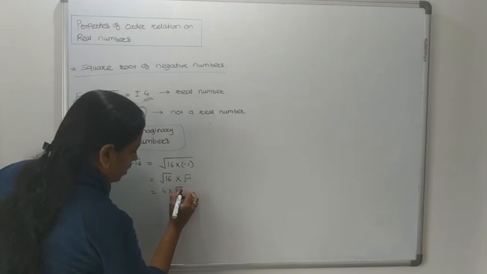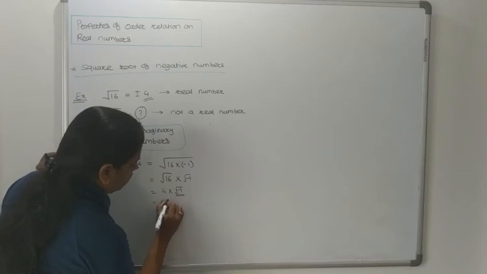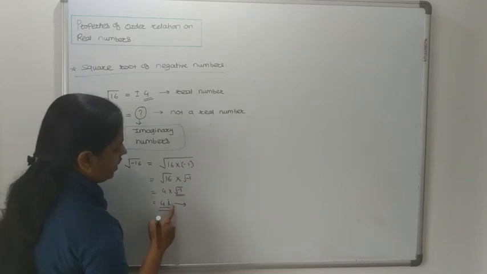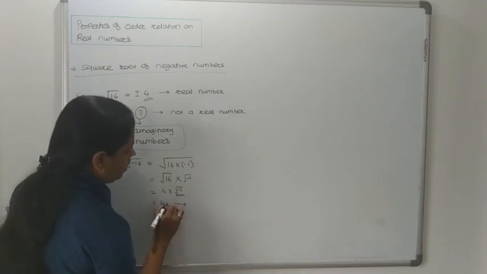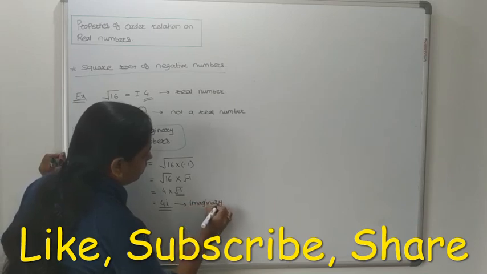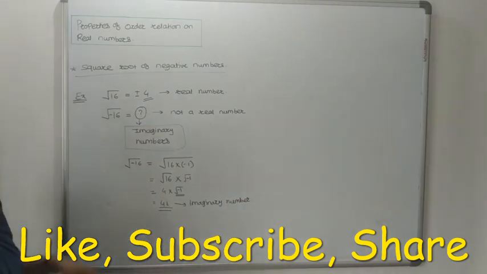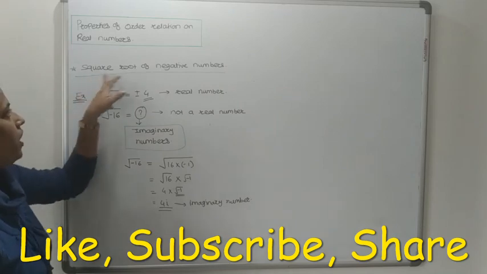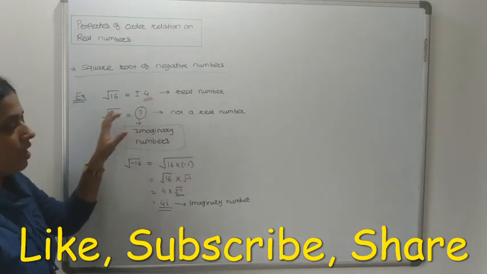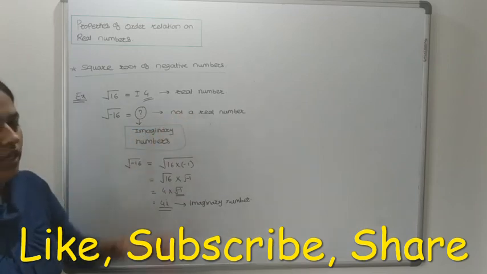Okay. For this, we take one imaginary number, that is i. The value of this is 4 into i. So the resultant value is 4i. That means it is an imaginary number. Clear? So this is the square root of negative numbers. You have to remember that when we take the square root of negative numbers, the resultant value is not a real number.